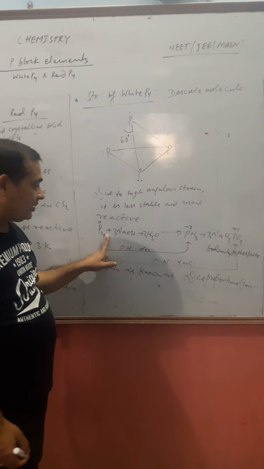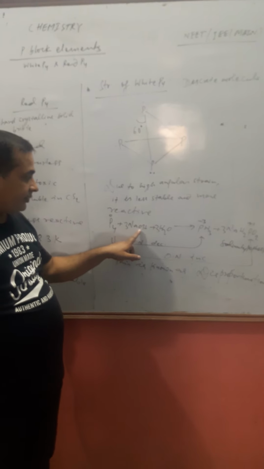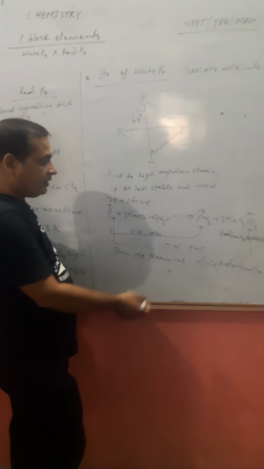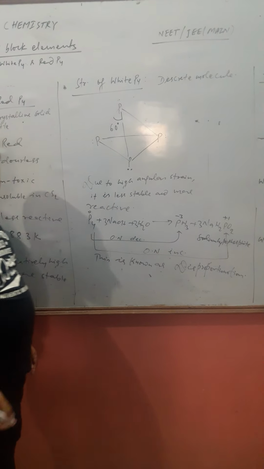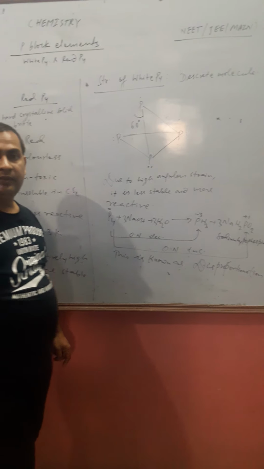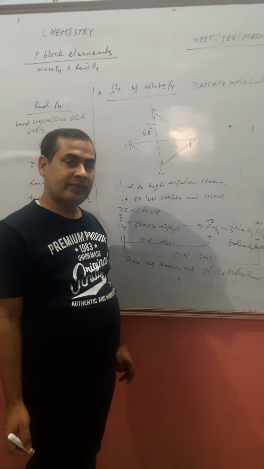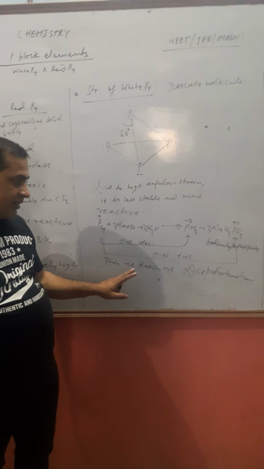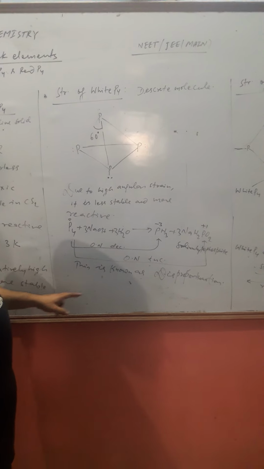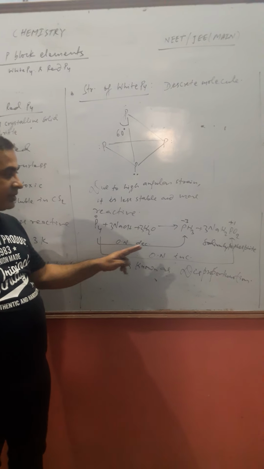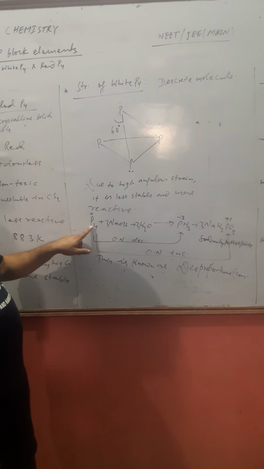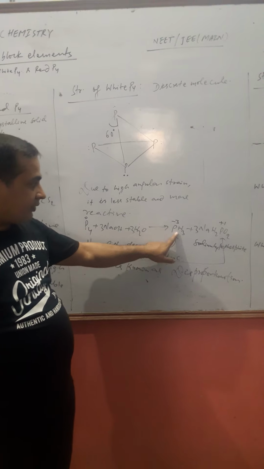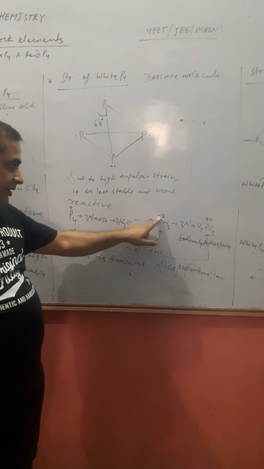White phosphorus on reaction with NaOH solution, sodium hydroxide solution, undergoes a disproportionation reaction in which phosphine and sodium hypophosphite are produced. This is an example of a disproportionation reaction in which the same element undergoes oxidation as well as reduction. The oxidation number of phosphorus is 0, and after the reaction, in phosphine, the oxidation number of phosphorus is -3.